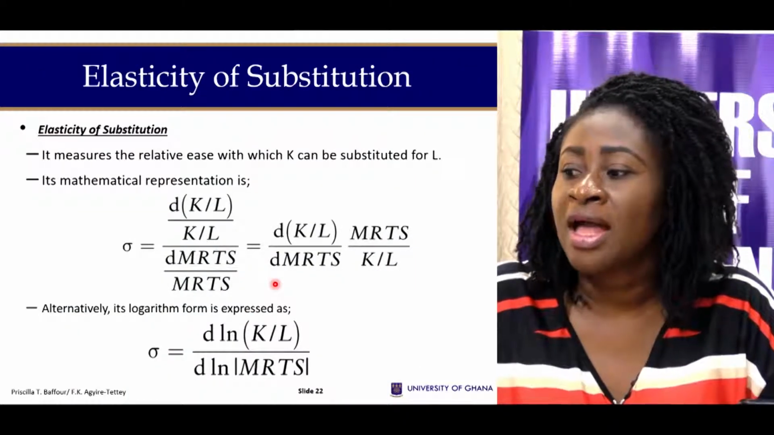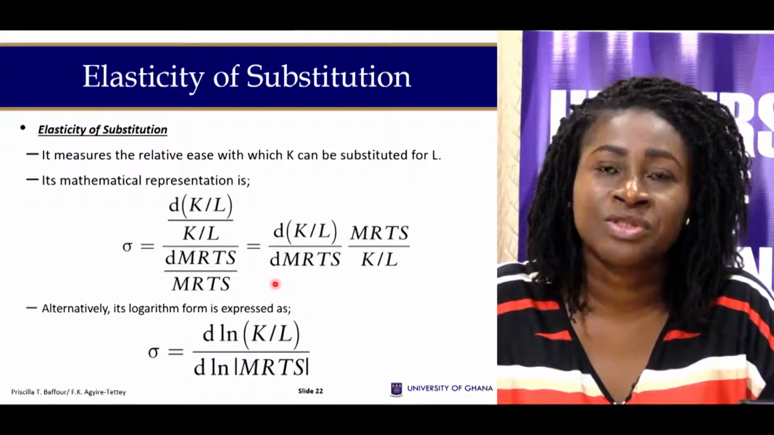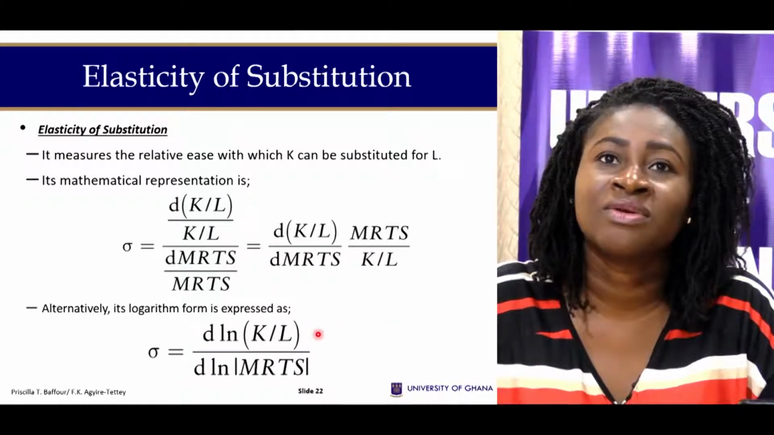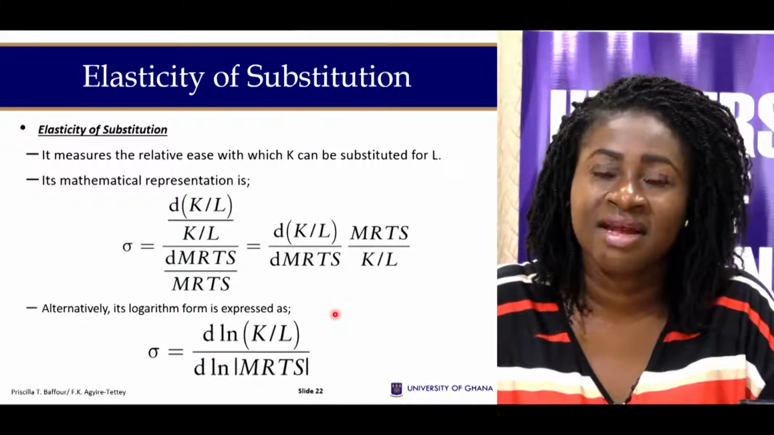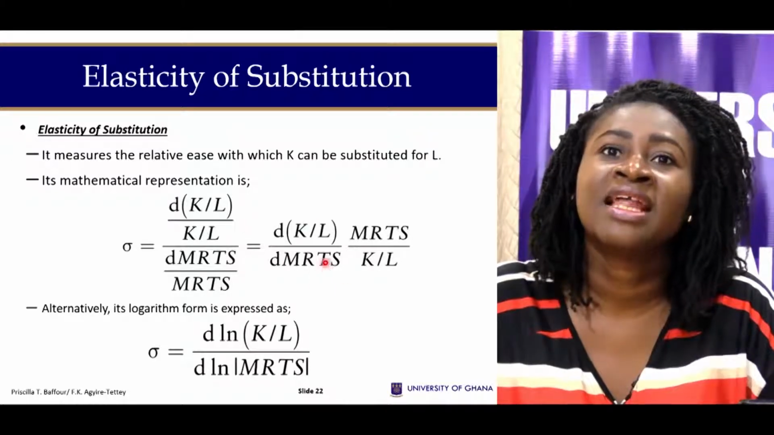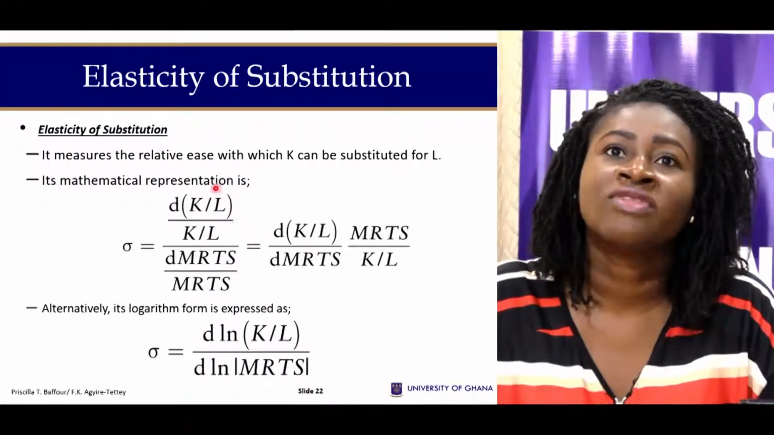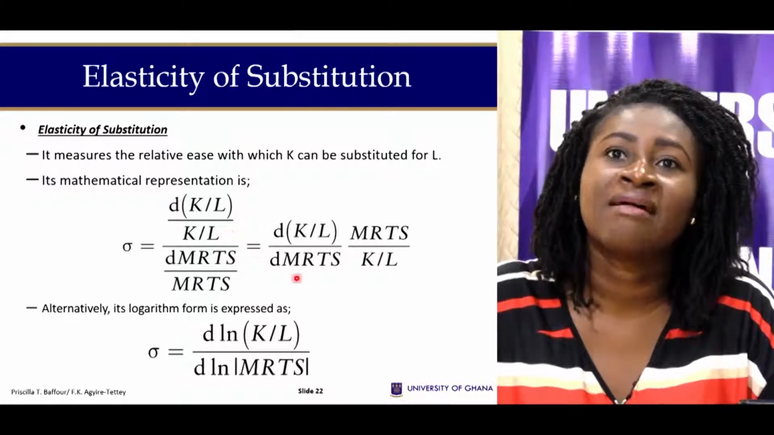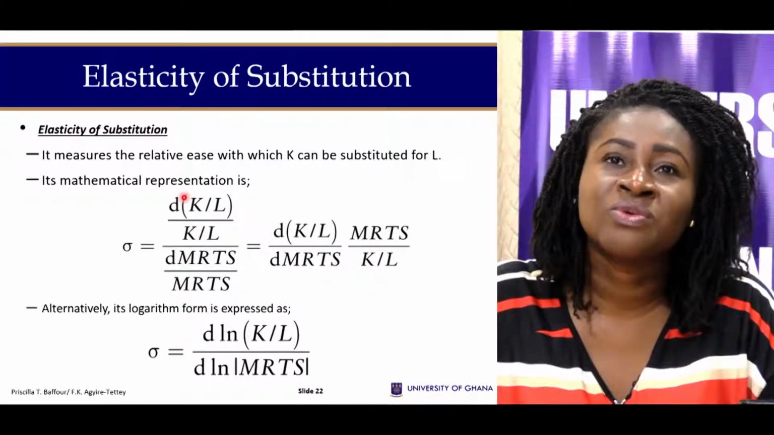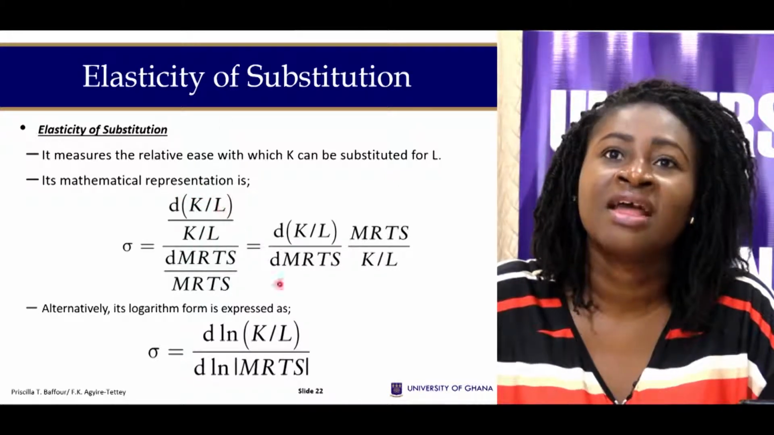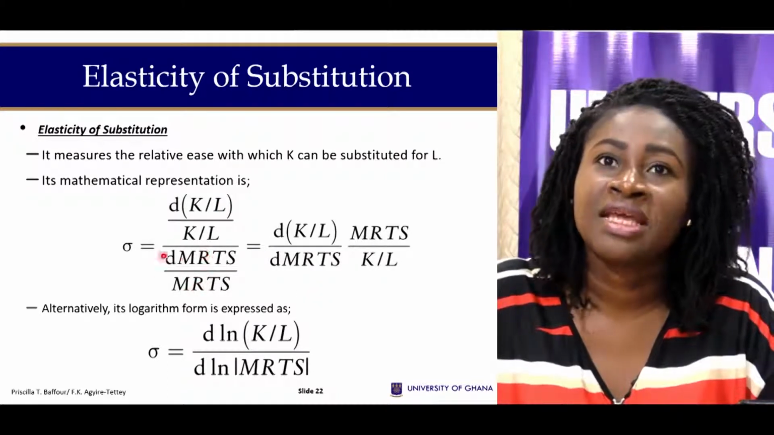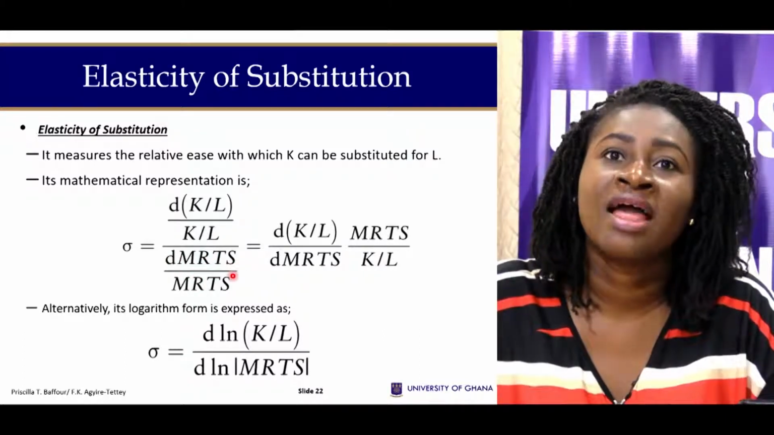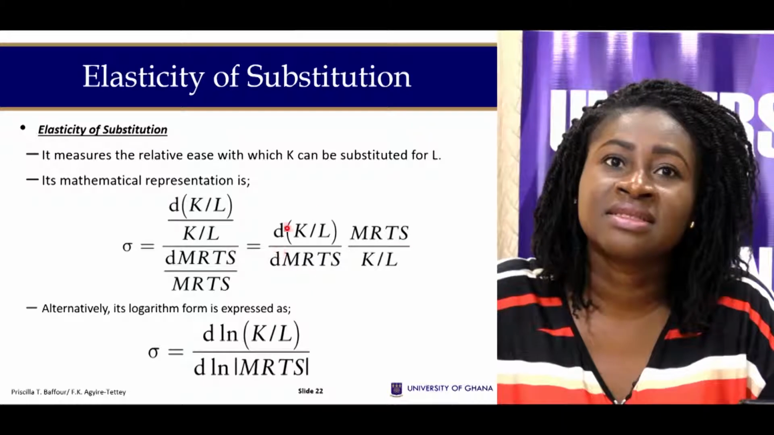output. So in terms of elasticity of substitution, we want to see how the technology allows labor to be substituted for capital and vice versa, right? So that will mean we'll be taking the second order derivative of the marginal product of what? Capital and labor. And when we do that, so d of K over L, right, divided by this, which is the MRTS over MRTS, gives us this expression.